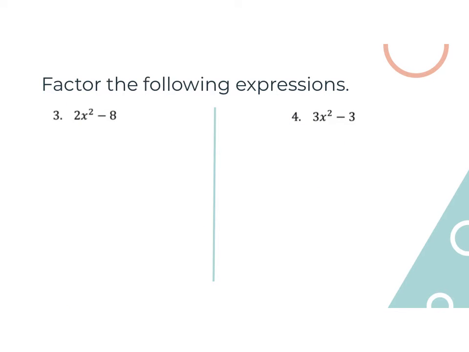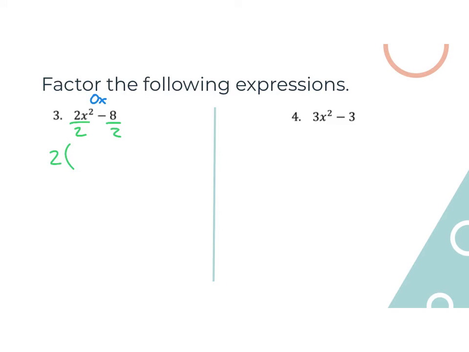In the next one, I've got 2x squared minus 8. I recognize two things right away. The absolute first thing is that the b term is missing, so I need to fill that in. However, I also notice that these two terms have a common factor of 2. So I'm going to take that GCF out, because that's going to be important when I factor. I have to pull the GCF out first.